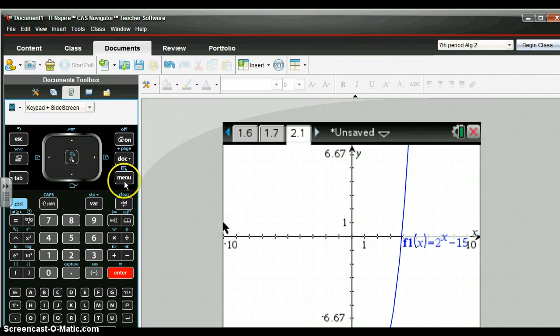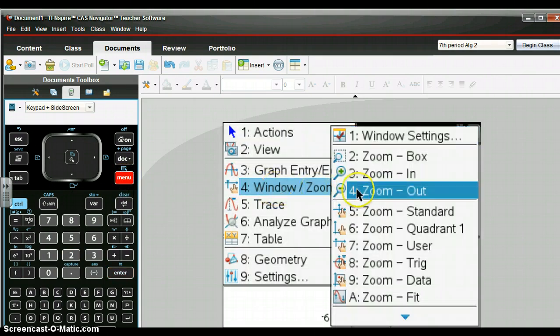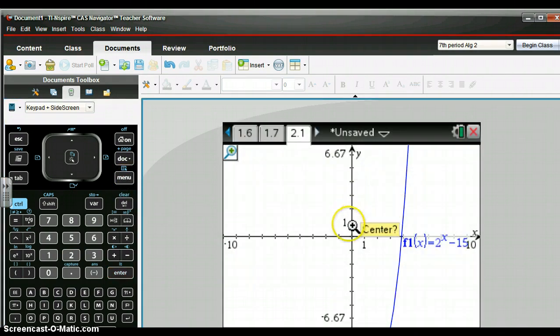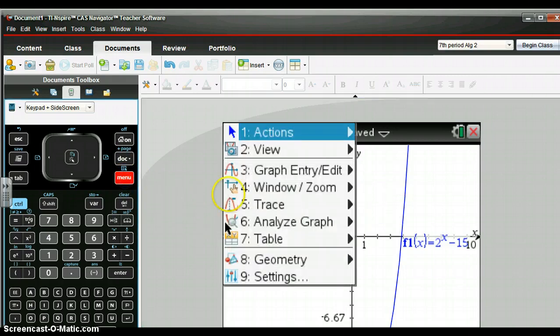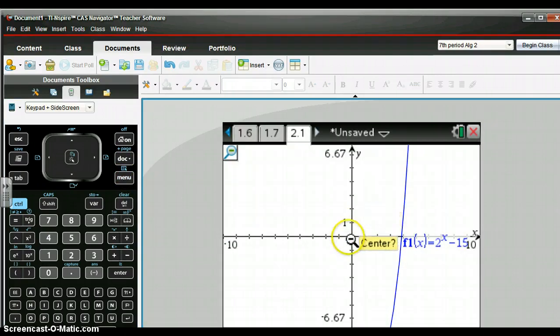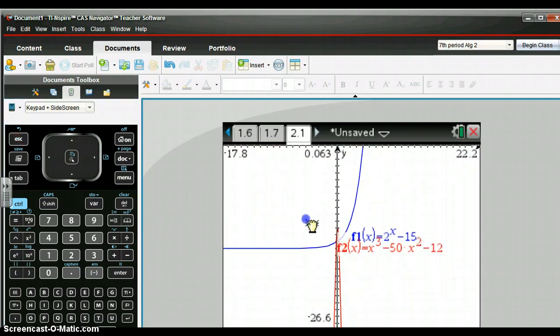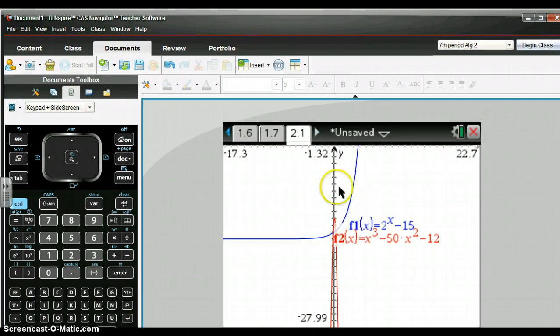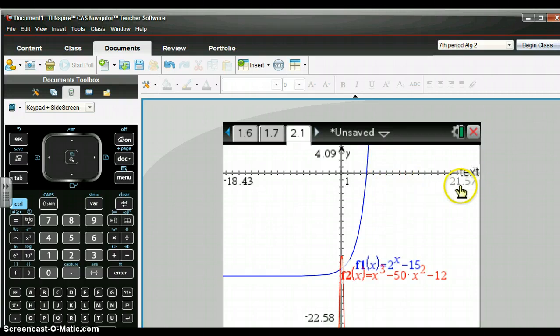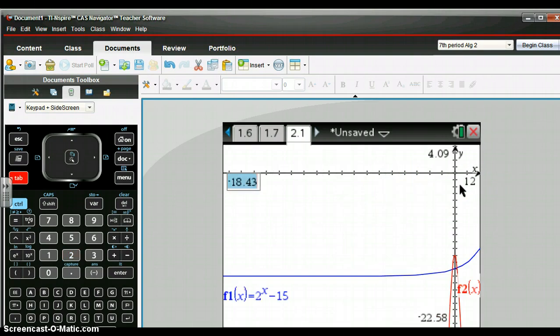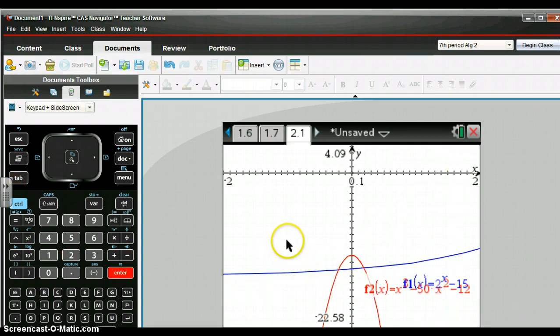I'm going to hit the window zoom, zoom in. Maybe I should zoom out, actually. That might work out a little better. Okay, I'm going to zoom out here. Well, I think I've zoomed out enough. I can kind of see where these two graphs cross right there, but it's really tight there. So I'm going to maybe adjust these values, maybe 2 and negative 2. That's actually pretty good right there.